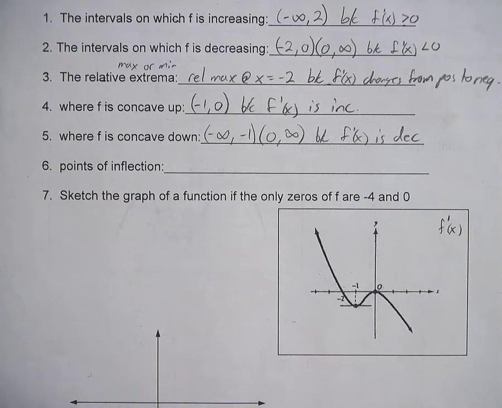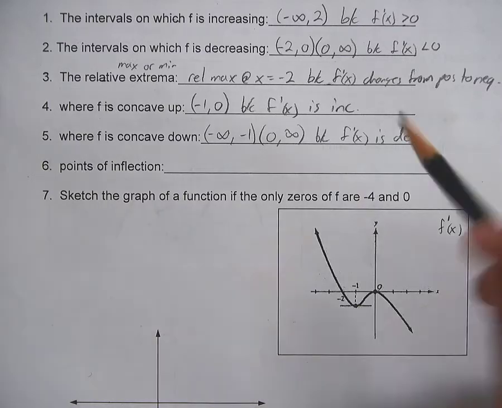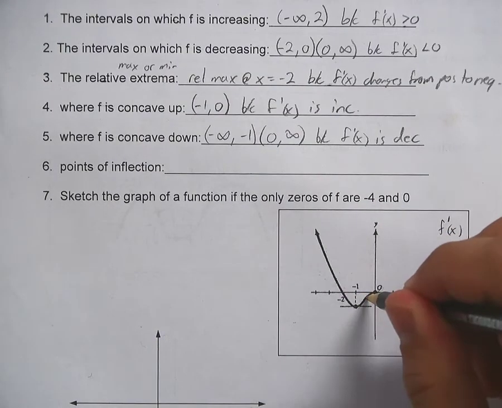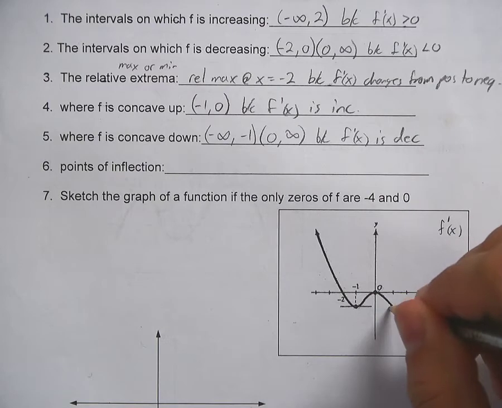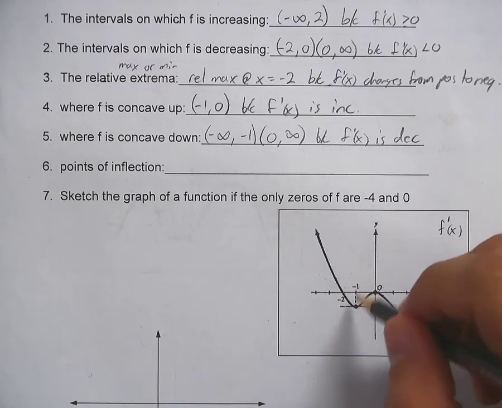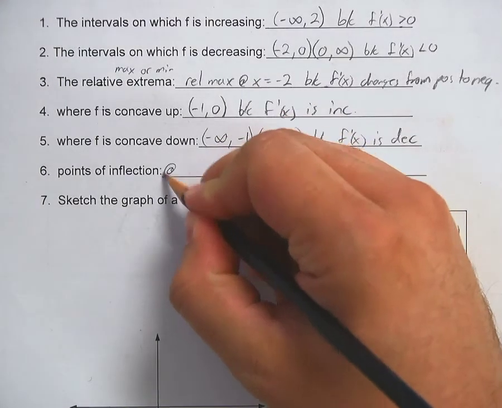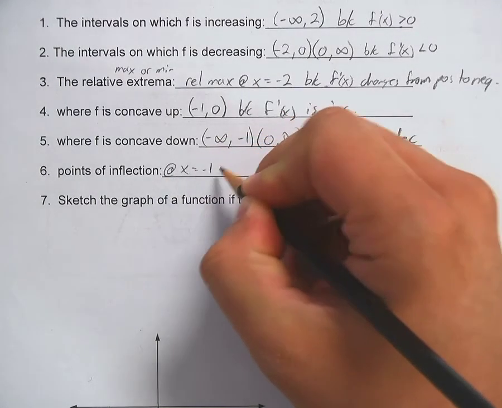Points of inflection. Points of inflection are where we change concavity. So we are concave down, concave up, concave down. And that's all that happens at the points -1 and 0. So points of inflection happen at x equals -1 and 0.